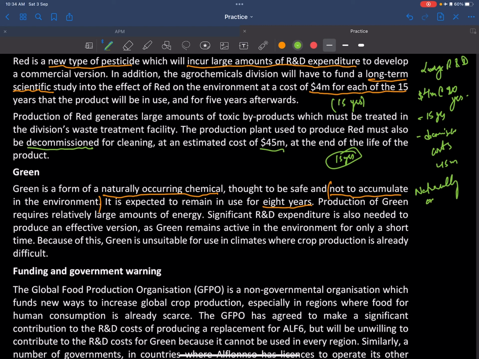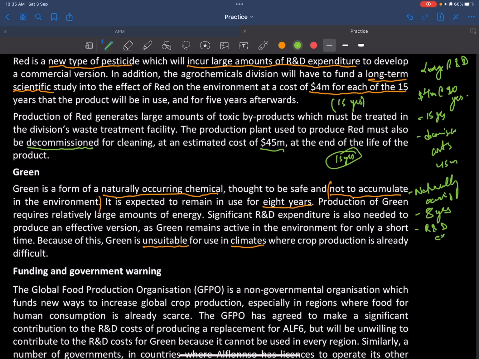It requires a large amount of energy. Okay, significant R&D will also be needed to produce an effective version, as green remains active in the environment only for a short time, and because of this it is unsuitable in harsher climates, unsuitable for use in climates where crop production is already difficult. So it does not fare well in different climates. So there will be R&D expenditure, and then there will be unsuitable, not so good. Right.